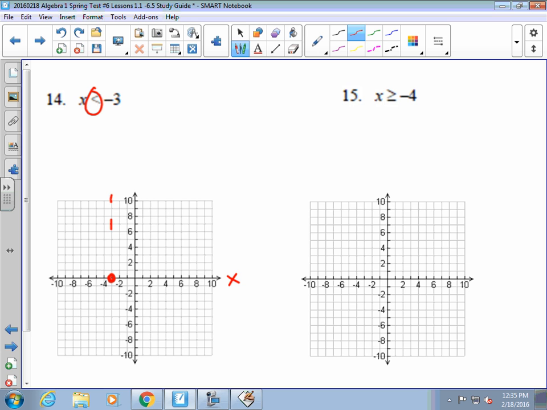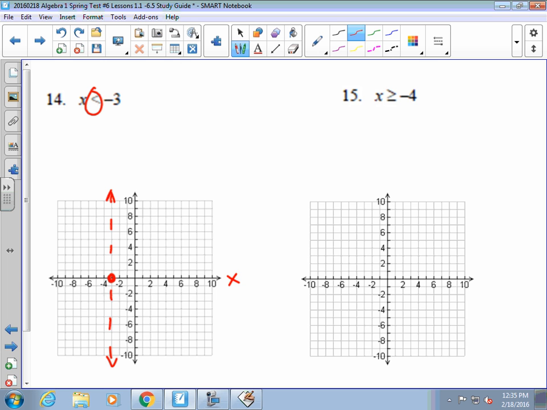Since there's only one variable given to us, we know it's either going to be a straight up line that's vertical or a side to side line that's horizontal. It won't be on any diagonal. The second difference with inequalities is we're going to shade everything to the left or everything to the right.